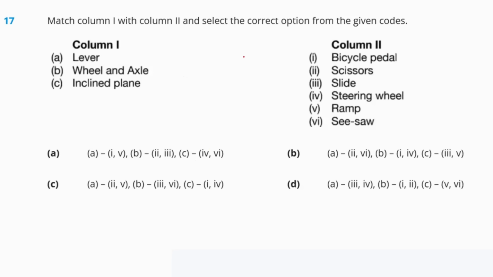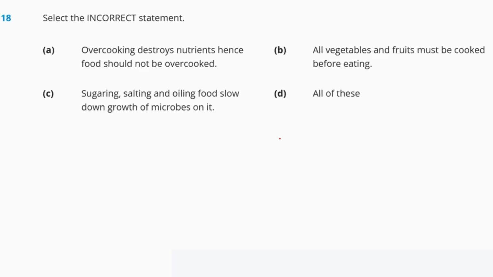Question number 17 now. Question number 17, we have to match the column. Very, very easy one here. Lever, wheel and axle, and inclined plane. So lever examples are scissors and seesaw. So I will write second and your sixth one. Wheel and axle. Which would be wheel and axle? Bicycle and steering wheel. 1 and 4th. Inclined plane is your slide and the ramp. Option number 3 and 5. My answer would be option number B here.